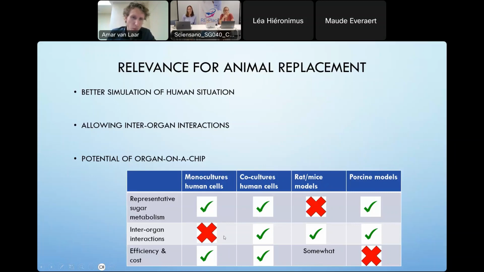So, of course, one of the problems with such a monoculture model is that you only study one organ, and inter-organ interactions are an important part of physiology in vivo in any animal or human. And this is something that we can partly cover by those co-culture setups, because you can introduce different organs, not all of them, but at least the most important ones. You can introduce those interactions.